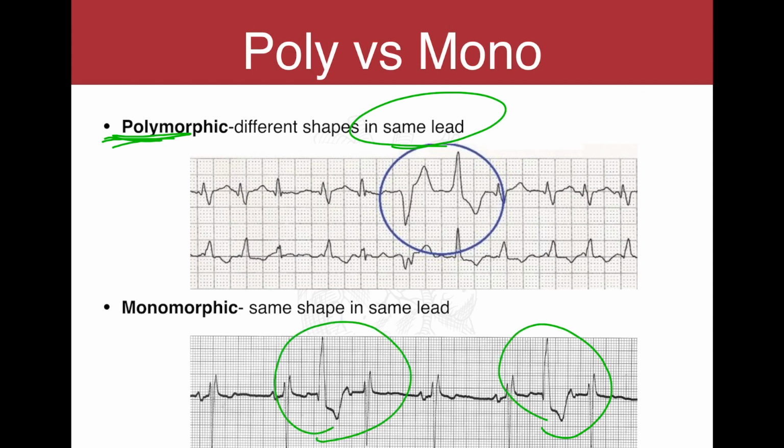Now, monomorphic PVCs just mean that when we're looking in the same lead, the PVCs will be identical to each other. So if we were to cut one out and paste it on top of the other one, they essentially look the same. And that's because they're coming from the same single ectopic focus in the ventricle that has some irritability to it. So that's polymorphic versus monomorphic.